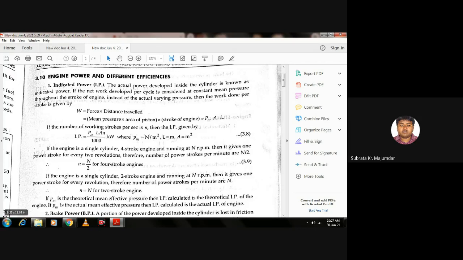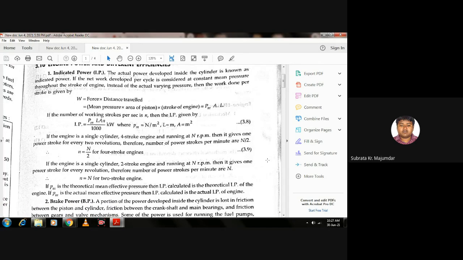Okay, another example: if the engine is a single cylinder 2-stroke engine running at N rpm, again I can repeat the conditions. If the engine is a single cylinder 2-stroke engine running at N rpm, then it gives one power stroke for every revolution. Therefore, the number of power strokes per minute is N. Then small n equals capital N.